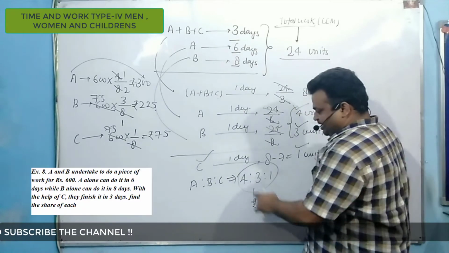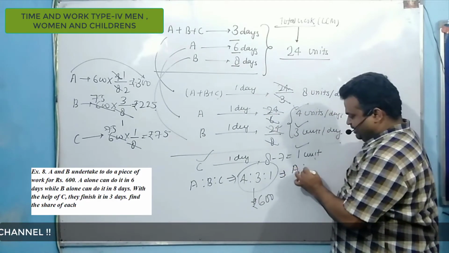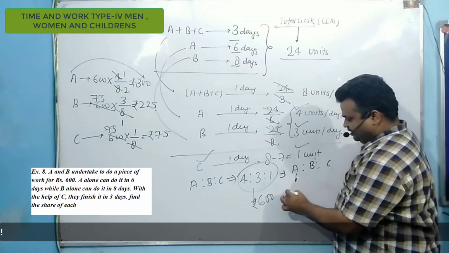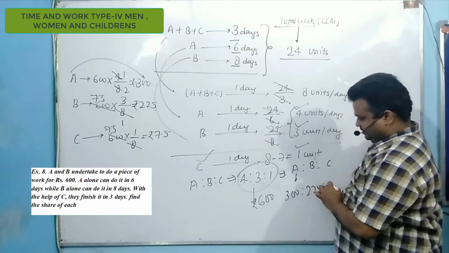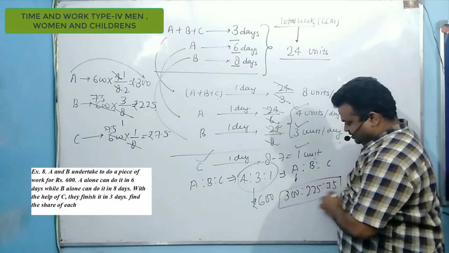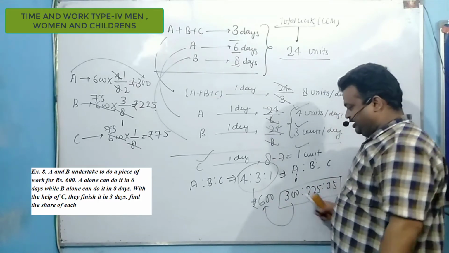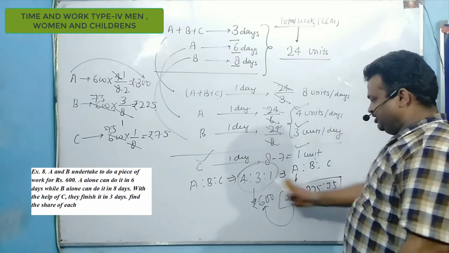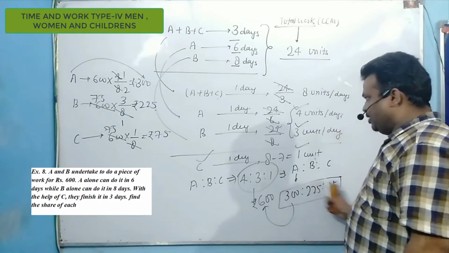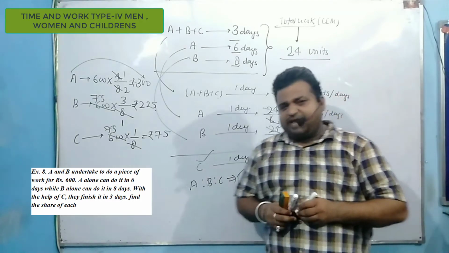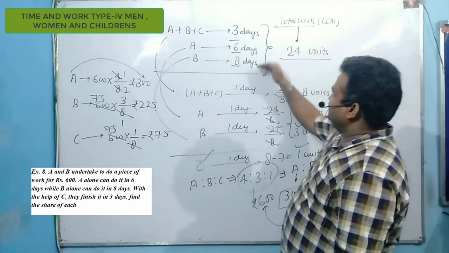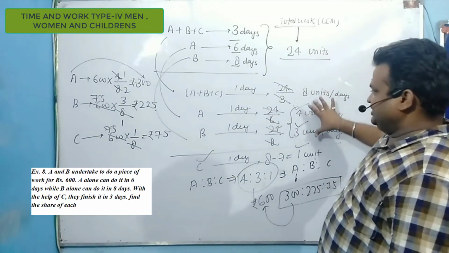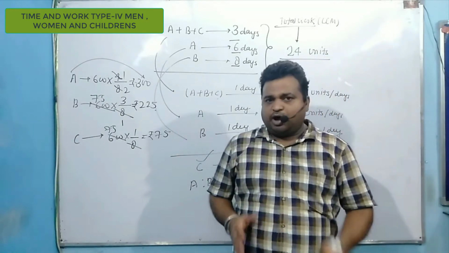So 600 in this ratio: A gets 300, B gets 225 and C gets 75. This is the division of 600 in the ratio of A, B and C with the ratio of 4, 3 and 1. So this is the same problem I covered by the conventional method also, and now here by the LCM method. So this is all about this question.